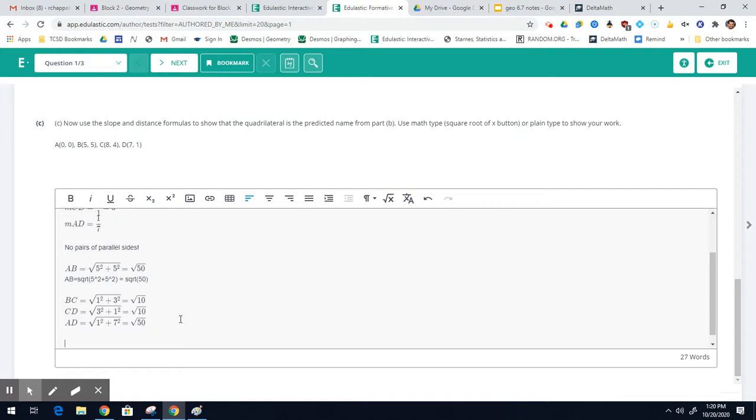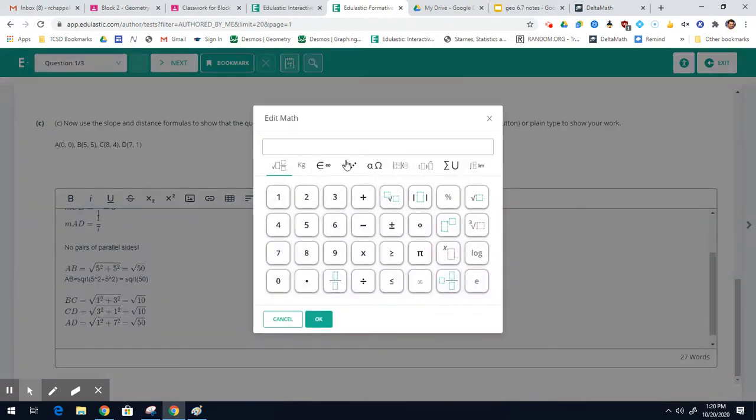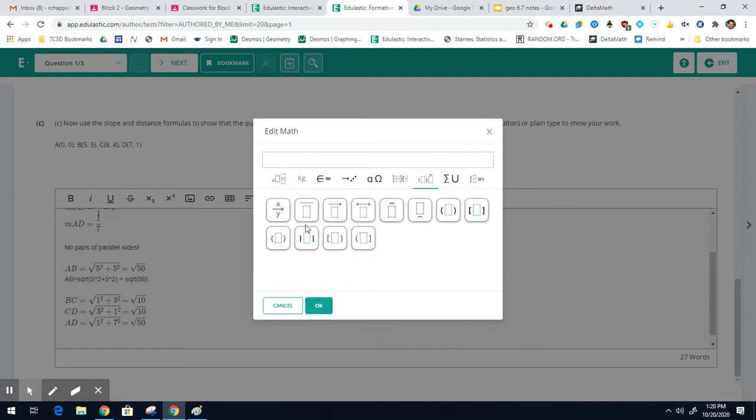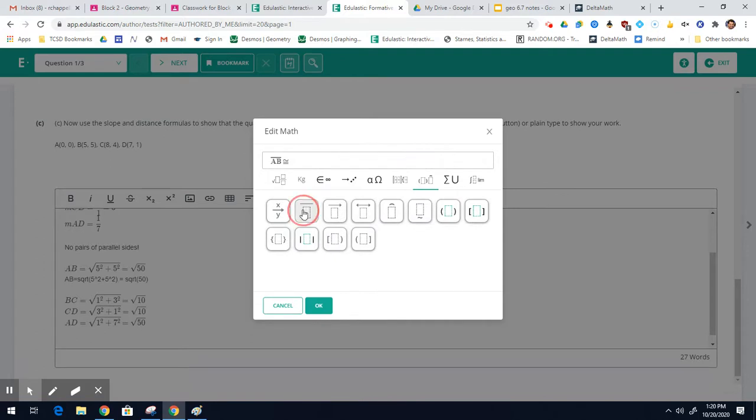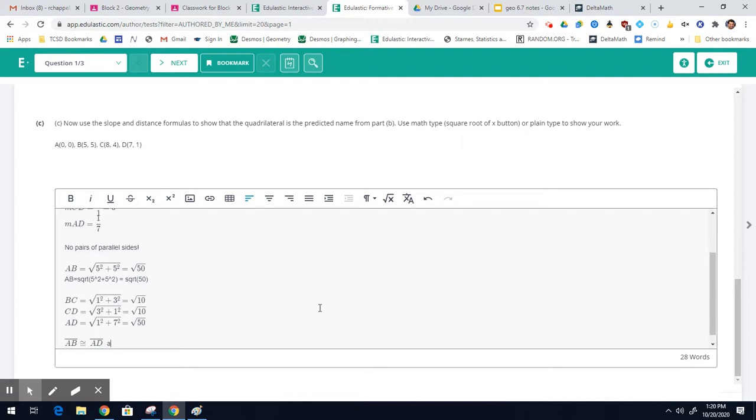So what did I just show? I just showed that segment AB is congruent to segment AD. In the symbols here, you could also just type it in. And segment BC is congruent to segment CD.